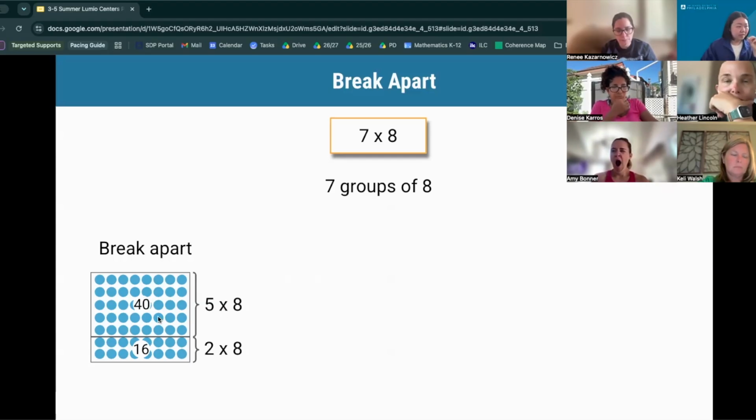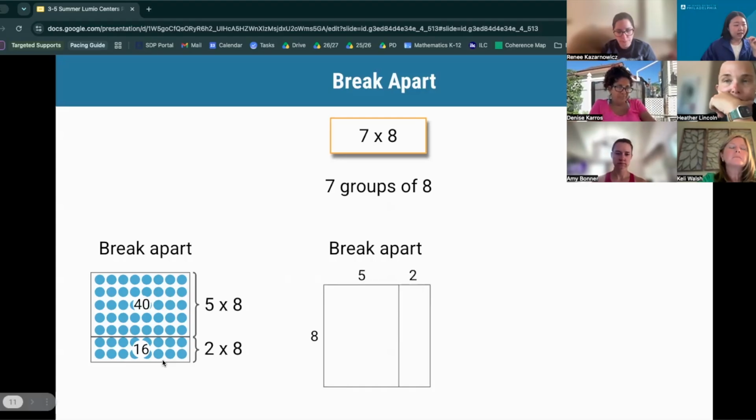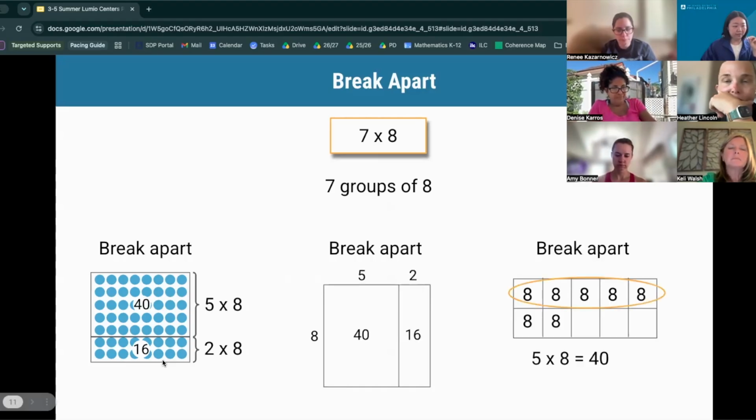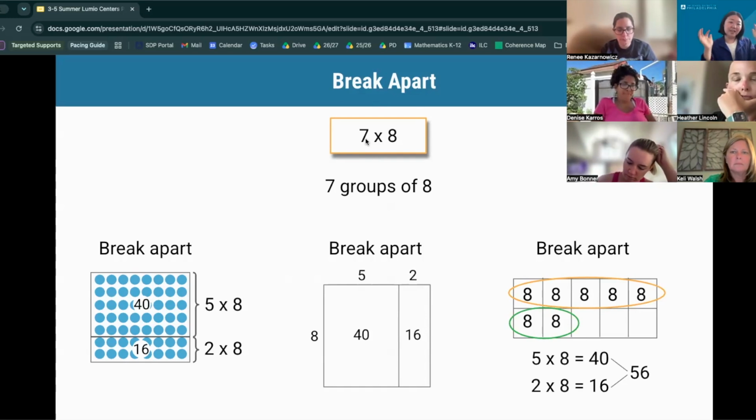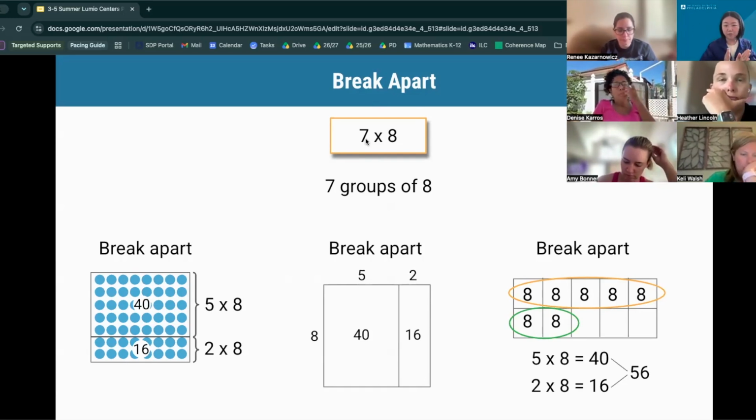If I know 5 times 8 is 40 and 2 times 8 is 16, I can add those to get 56. So that is a break apart strategy. I know 7 groups of 8 is the same thing as 5 groups of 8 and 2 groups of 8 together. So that can help me with our 7s.